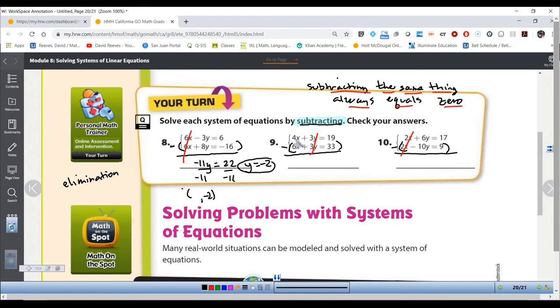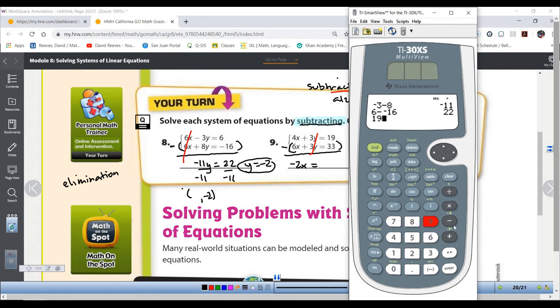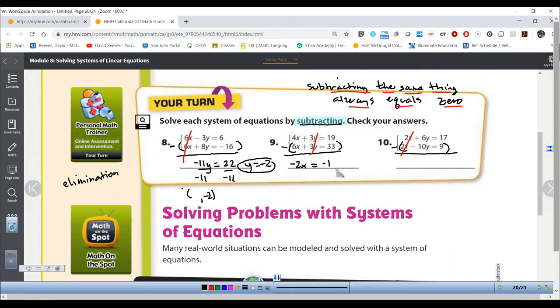All right, what about this one? 4 minus 6. Well, 4 take away 6 is going to be negative 2x. And over here, I have 19 minus 33. Again, feel free to use a calculator. 19 minus 33 is going to give me negative 14. And if negative 2x is equal to negative 14, when I divide both sides by negative 2, I get x is equal to 7. So now I know that x is 7.